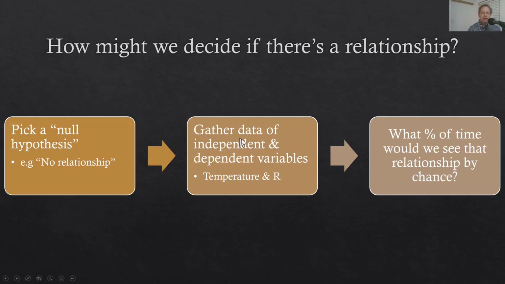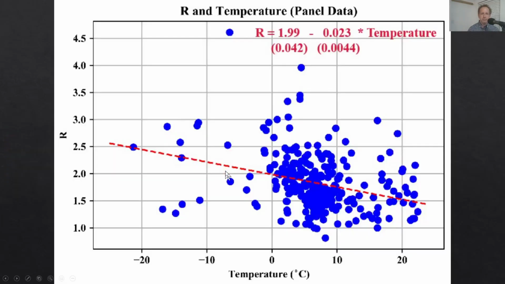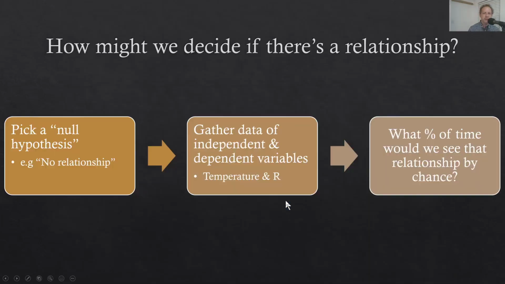So then we gather data of independent and dependent variables. In this case, the independent variable is the thing that we think might cause a dependent variable. So here the independent variable would be temperature, the dependent variable would be R. So here we've gathered data. There's the data that was gathered in this example.